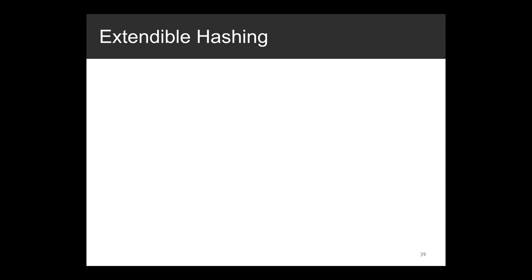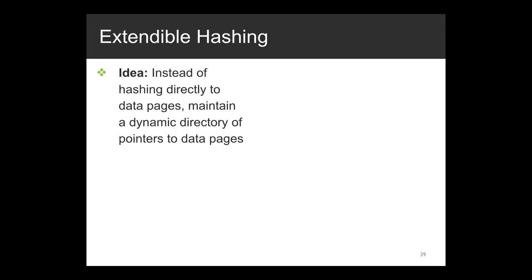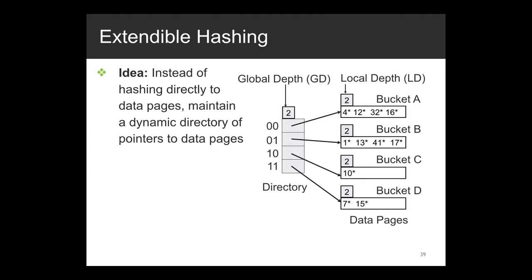So what does extendable hash look like? The idea is instead of hashing directly to the data pages, you use a directory structure. And this directory structure is allowed to grow or shrink. This directory structure contains pointers to the data pages. So here's an illustration of what the directory structure looks like and what the index looks like. Unlike a static hash, where you just apply a function h and then directly go to the page, here you have this directory of pointers that point to buckets, the pages of the data entries.